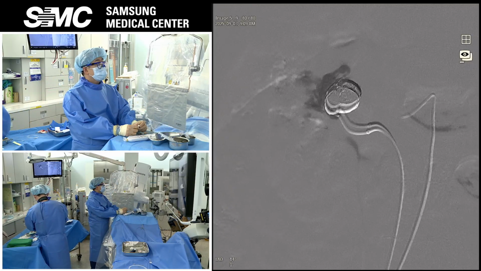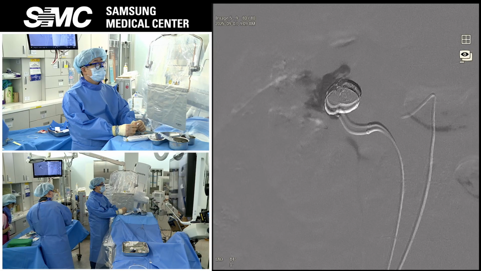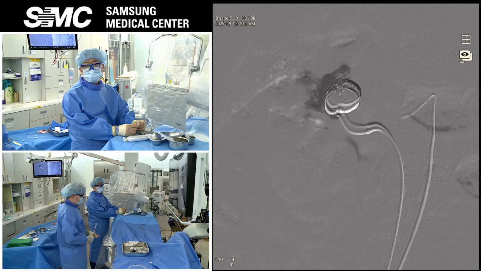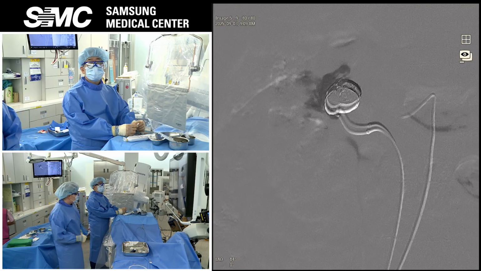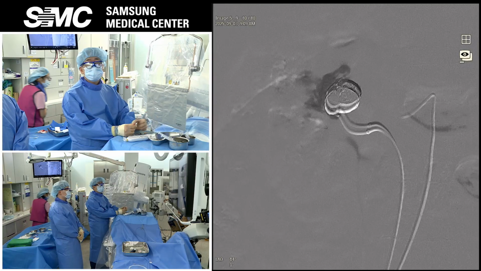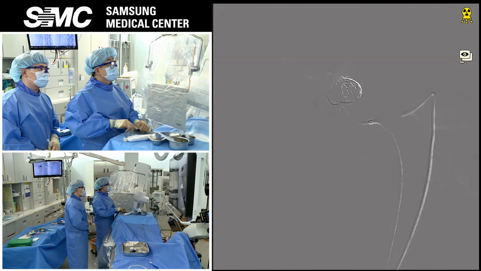So far so good. Do you have any ideas? Do we need additional ethanol or just stop the procedure? Do you have any recommendation or suggestion?